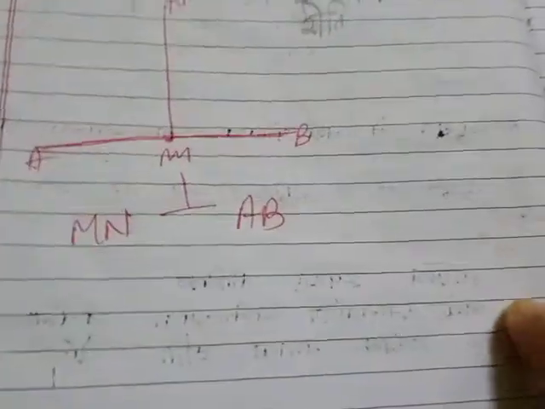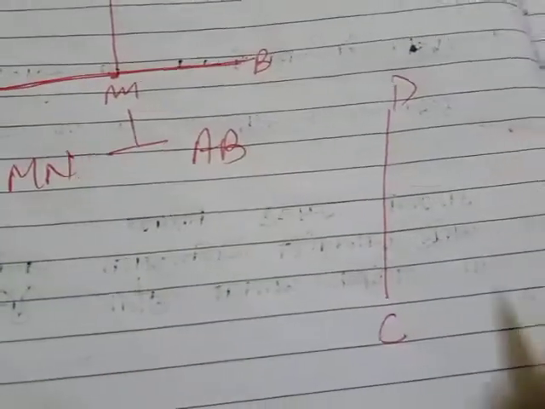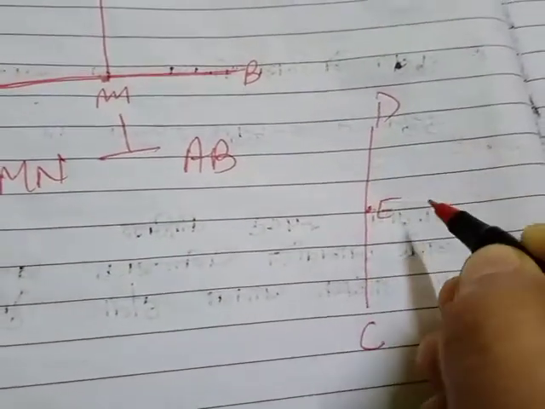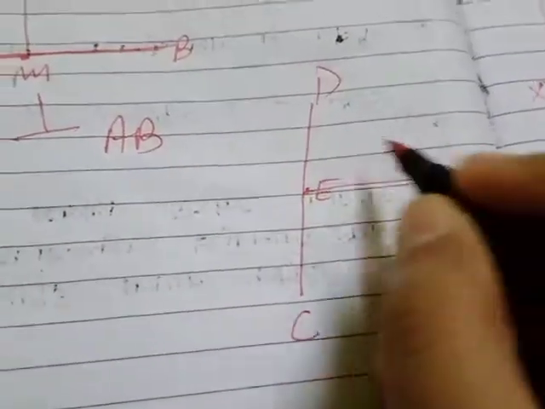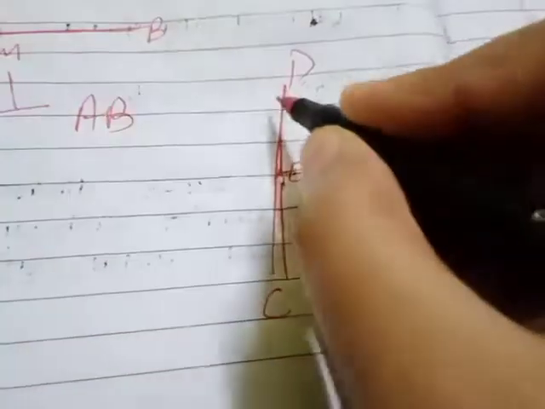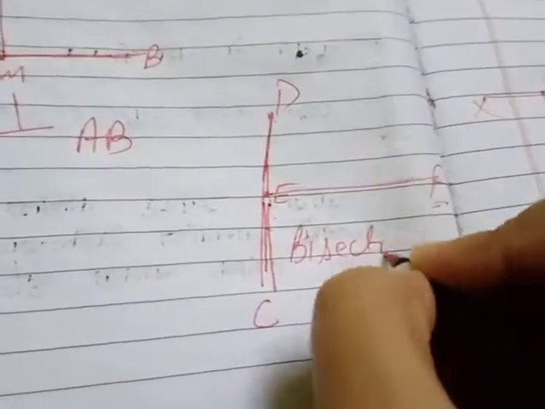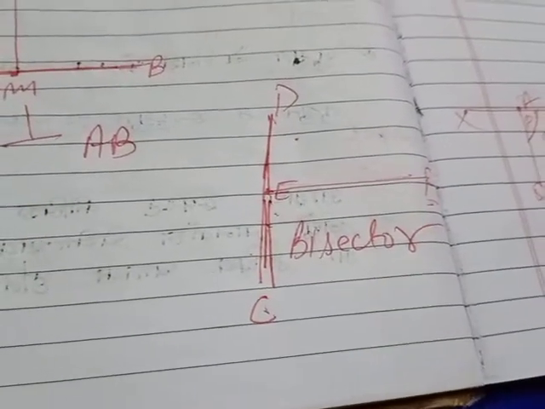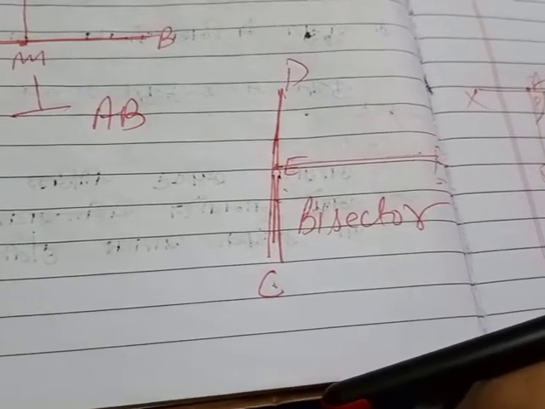Got it? Suppose we take any line segment as CD, and in the middle I just made E and joined this E till F. So can we say that this EF has divided CD into two equal parts? Yes, EF has divided CD into two equal parts, and this EF is the perpendicular bisector of CD. What is a perpendicular bisector? A perpendicular bisector is that line which divides any line segment into two equal parts.